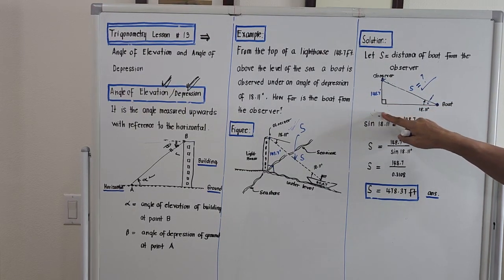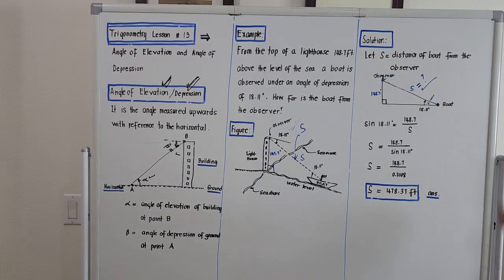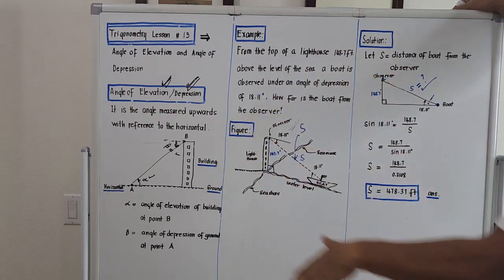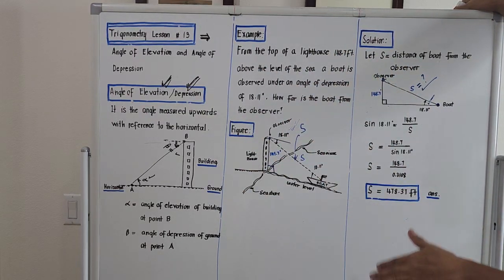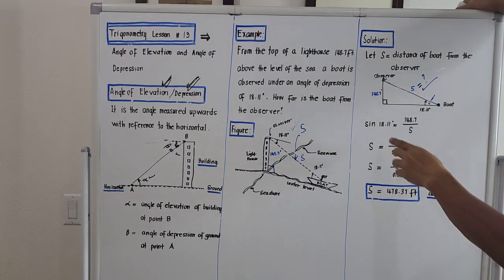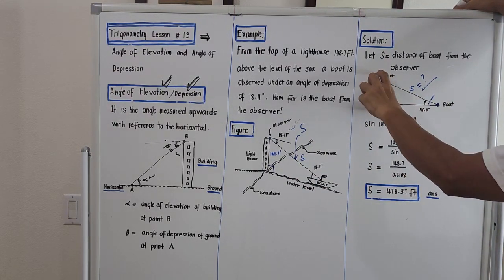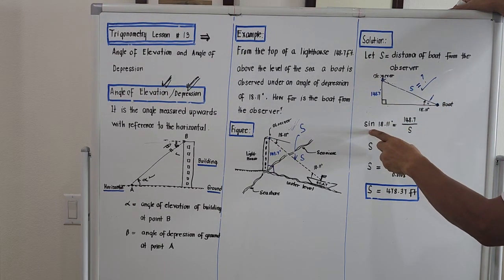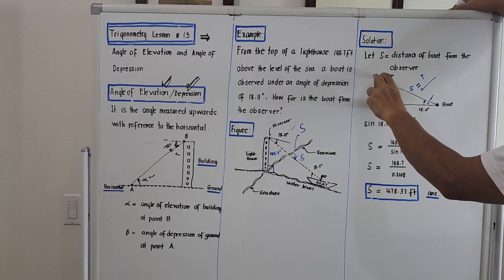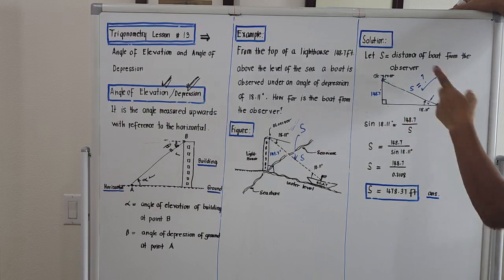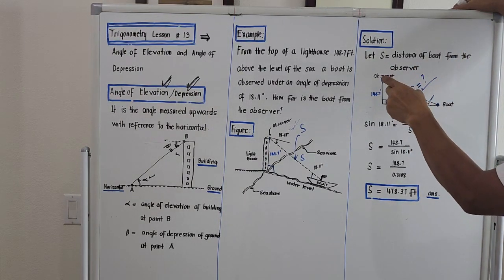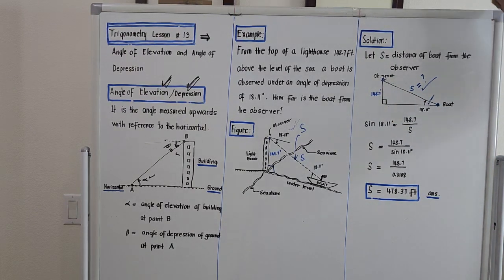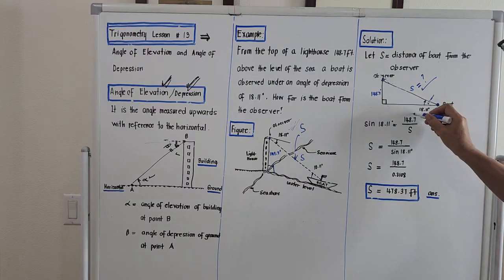I will try to erase this one, so it will not bother us. Opposite side, considering 18.11 degrees, and this is the hypotenuse. From the definition of the six trigonometric functions, it falls under the sine definition. That is, the sine of this angle here should be its opposite side over its hypotenuse. So sine of 18.11 degrees will be 148.7, the height of the lighthouse, over the hypotenuse, which is S, the unknown distance of the observer from the boat. So this is over S, right? So we are now given this equation here.